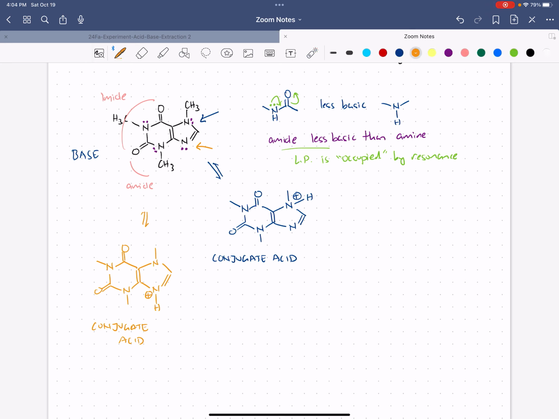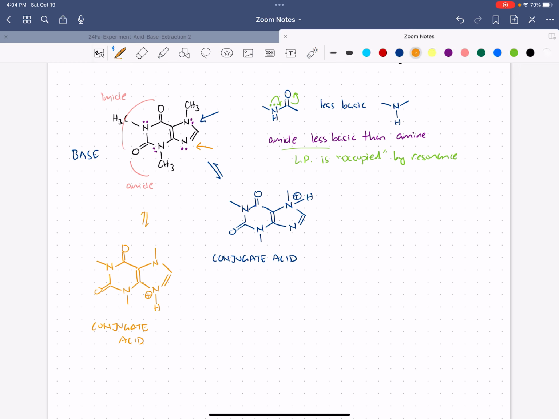Okay, and so what trends are we going to use to figure out stability? Well, a lot of times it will be resonance. Right now, the positive charge is on the same atom, so we're not worried about their electronegativities or their size. But one has resonance and one does not.